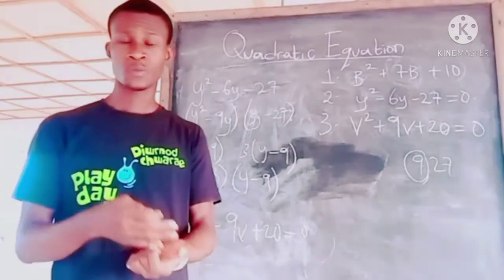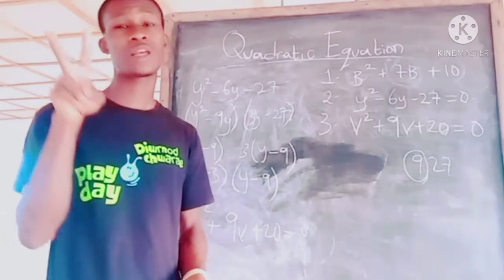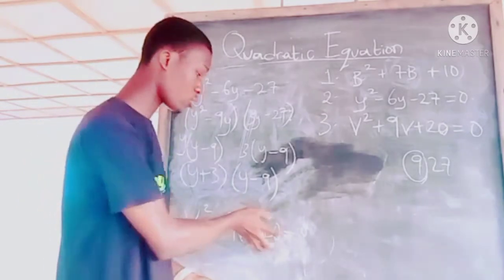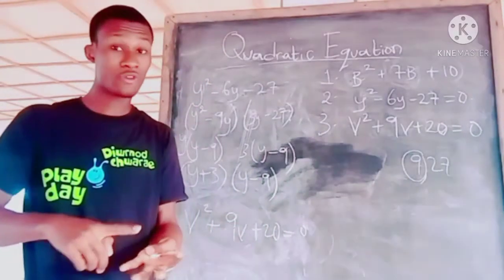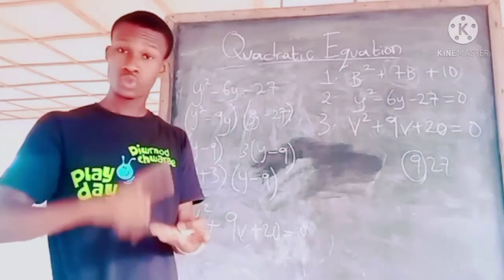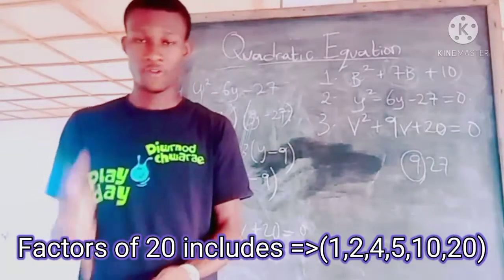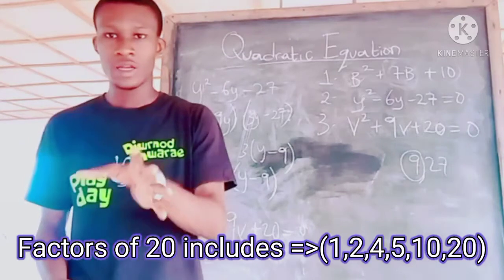So what do we do? We have to think of the possible two numbers. Now, before that, let us first think of the factors of this particular number right here, which is 20. The factors that we have are 1 and 20, 2 and 10, and 4 and 5.